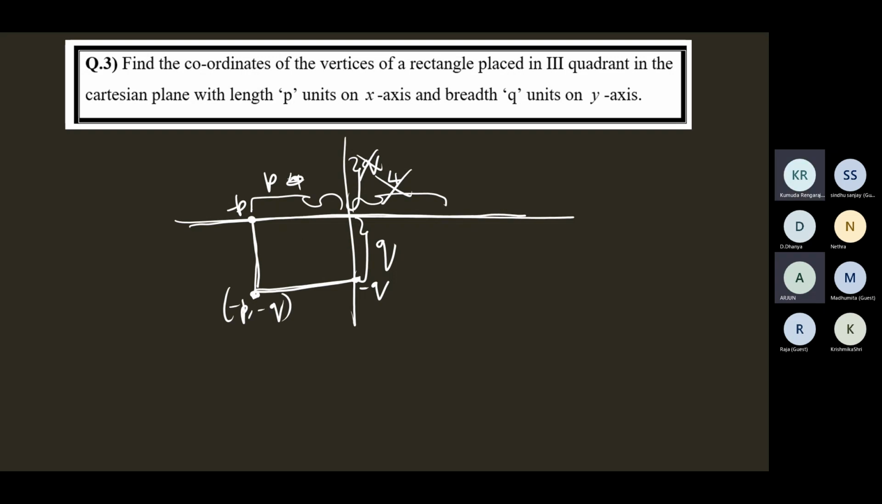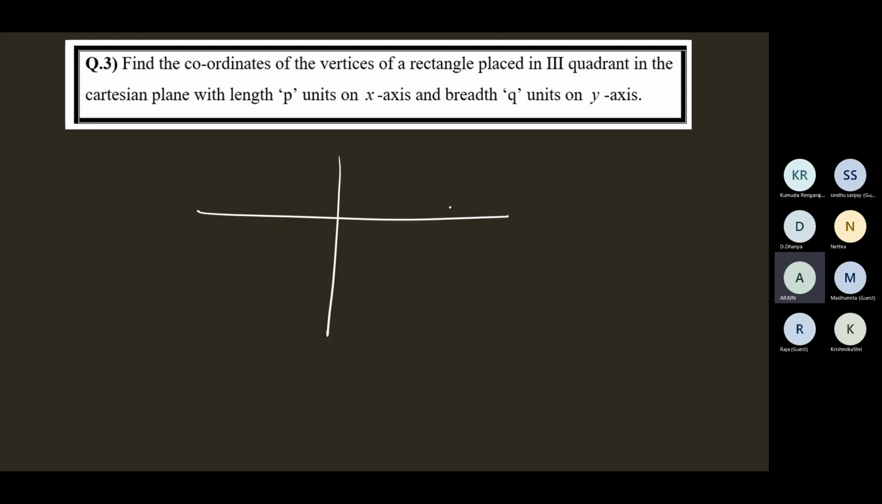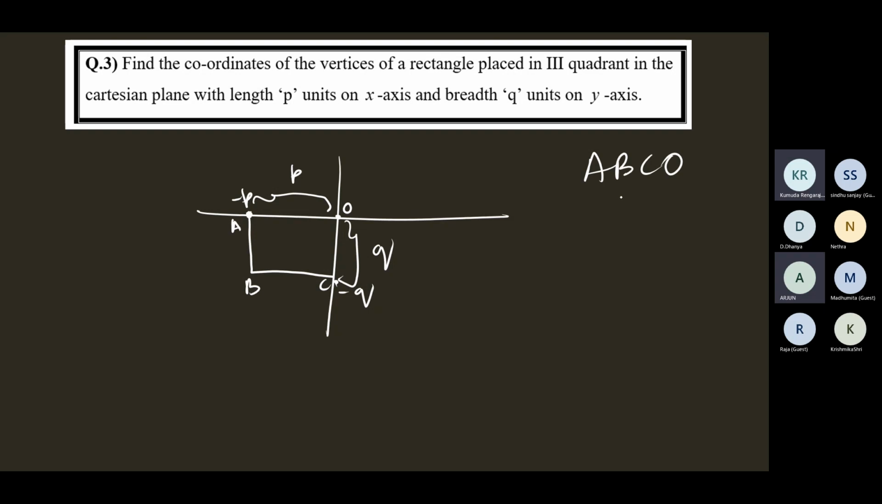Let me mark the coordinates A, B, C, and this is O already. You can mark it D, but since it's the origin, I'm just taking it as O itself. So what are the coordinates? The rectangle is ABCO. ABCO is a rectangle. What are the coordinates of O?